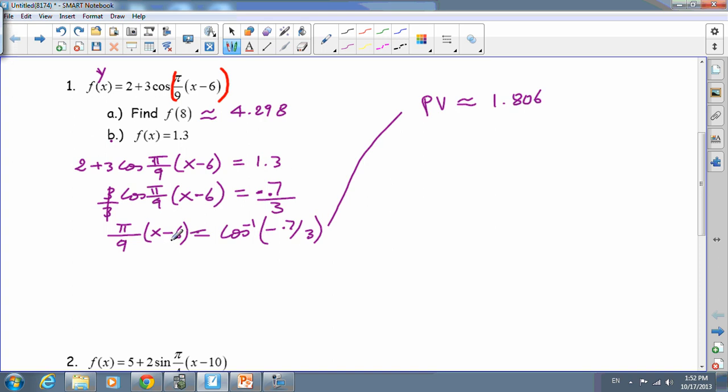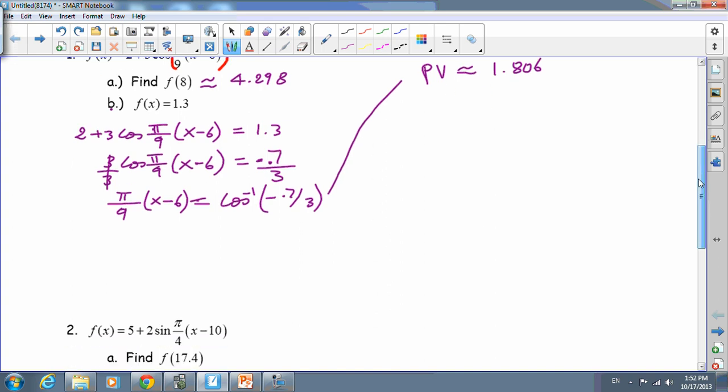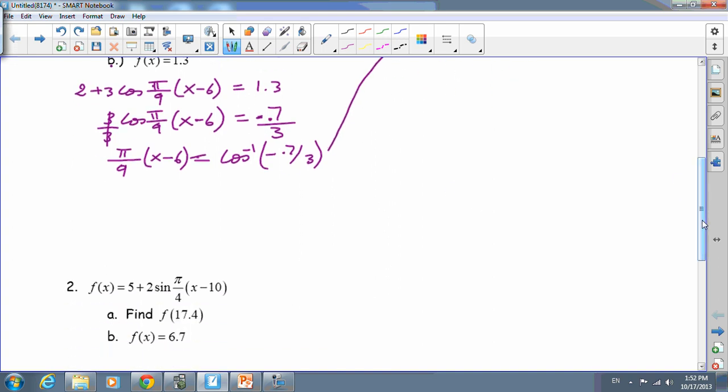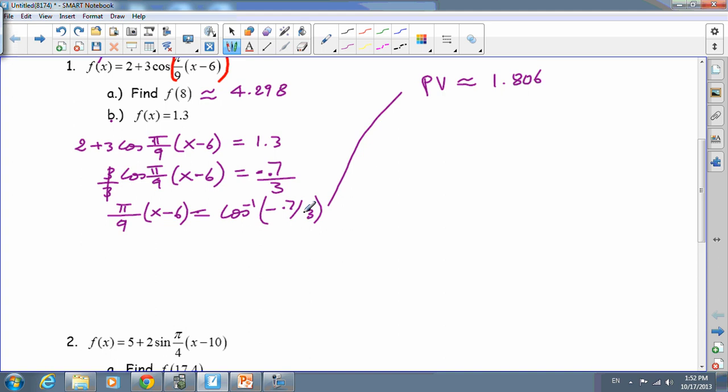Once you reach this level, I can multiply everything by 9 and divide by pi, or I can distribute here. So what I will do is multiply everything by 9 and divide by pi. If I multiply everything by 9 and divide by pi, from the principal value, I will get two different solutions. Remember, cosine is your plus and minus.